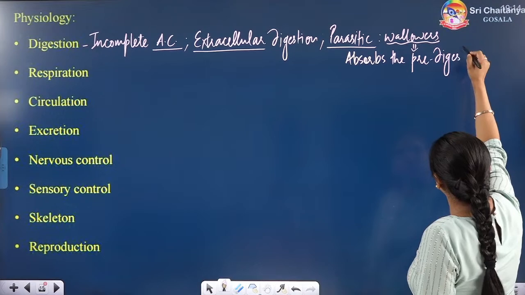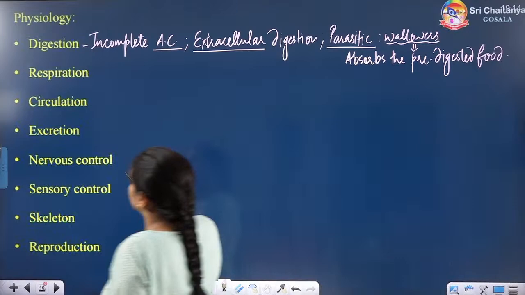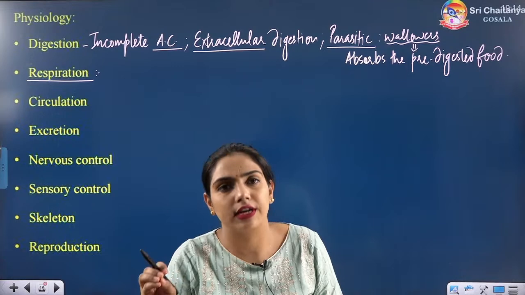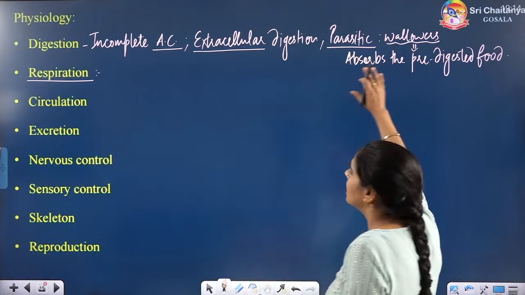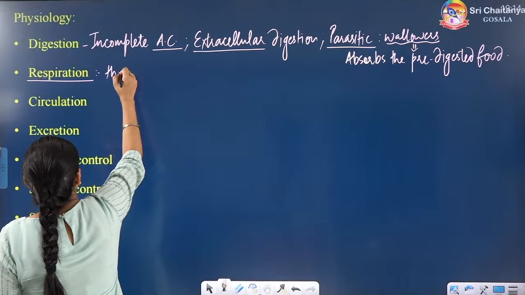All right. Coming to the respiration, beta, they again don't have any specific organ for respiration. So they respire because most of them live inside the body of the host. So they are respiring by their general body surface, and the parasites here, they show anaerobic respiration, right? So they respire through general body surface.